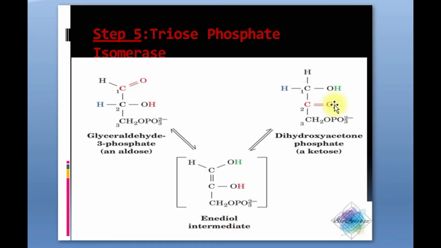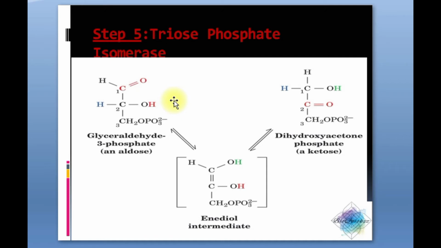Here we can see that the C2 carbon consists only of a C=O group, and in glyceraldehyde 3-phosphate it consists of an OH group, and the C1 carbon becomes C=O. Thus there is an isomerization happening. What is isomerization? There is an intramolecular rearrangement taking place. This is step number 5.